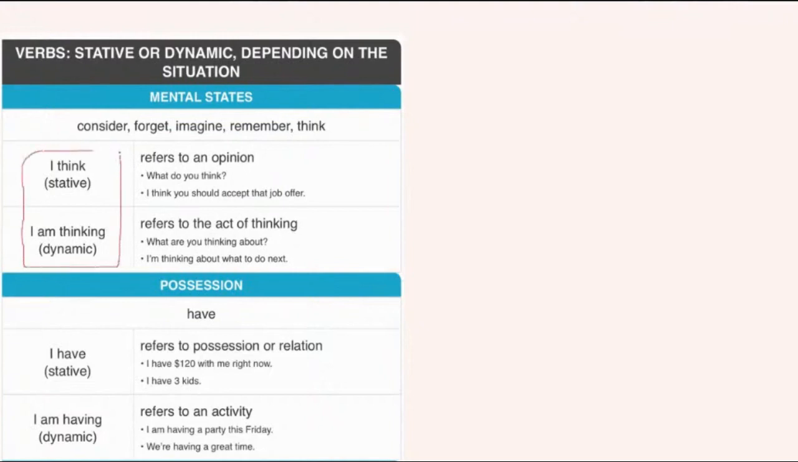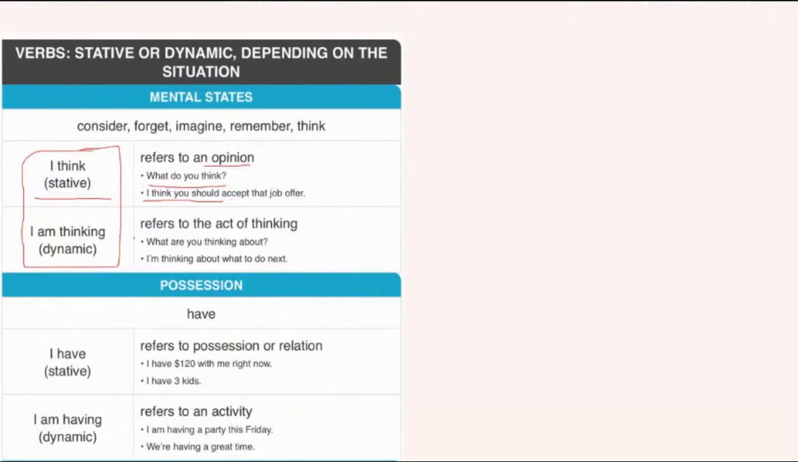So let's look at think. If I'm saying I think, and I'm about to talk about my opinion, this is a stative verb, which means no continuous forms, right? So if I'm asking for your opinion, like, what do you think? Well, this is stative, asking about your opinion. Or I think you should accept that job offer. That is correct. I could not say I am thinking you should. We would say, this would be grammatically correct, I think you should.